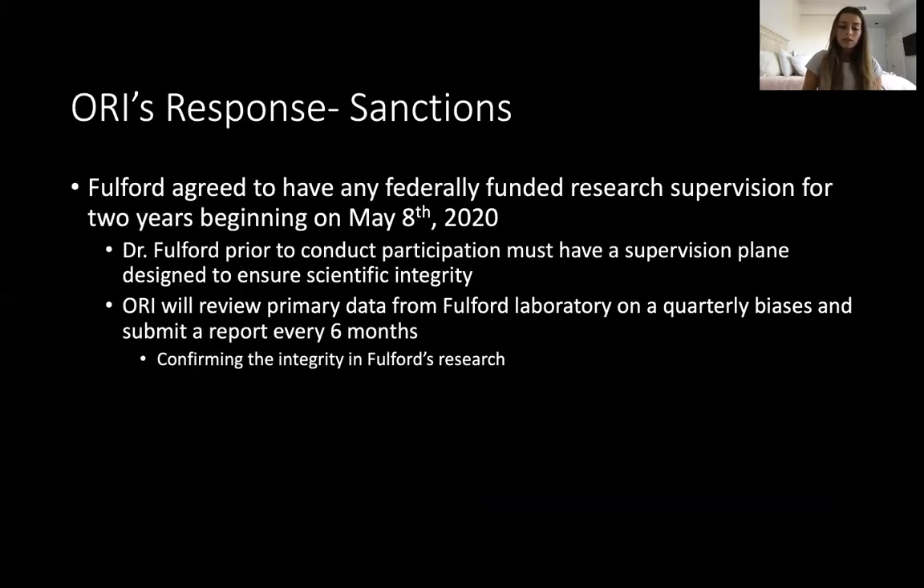The response and sanctions were that Logan Fulford had to come to an agreement as to how he's going to be monitored when he was doing any type of federal research. So he didn't lose his status in conducting any type of research, but he had to be on supervision for about two years, beginning the 8th of May in 2020, as he came to terms with the agreement and tried to design a way of interacting and respecting the ORI's requirements. The guidelines were in place just to ensure that he was following scientific integrity.